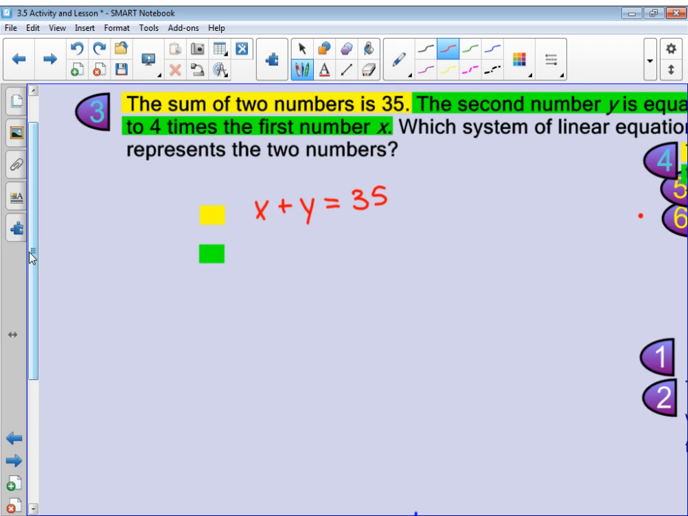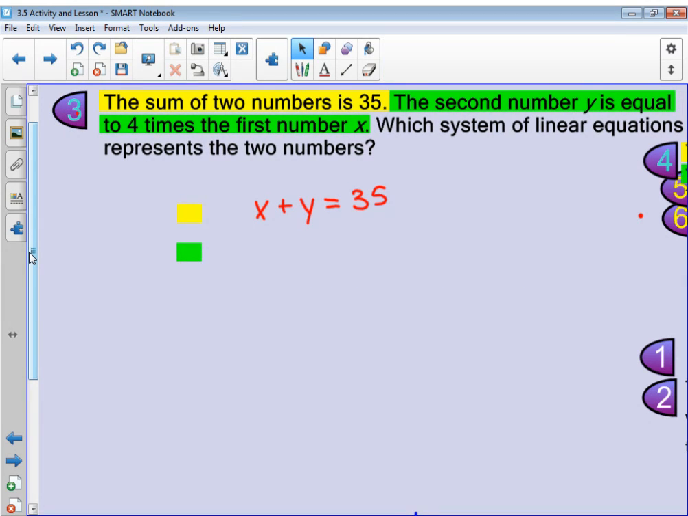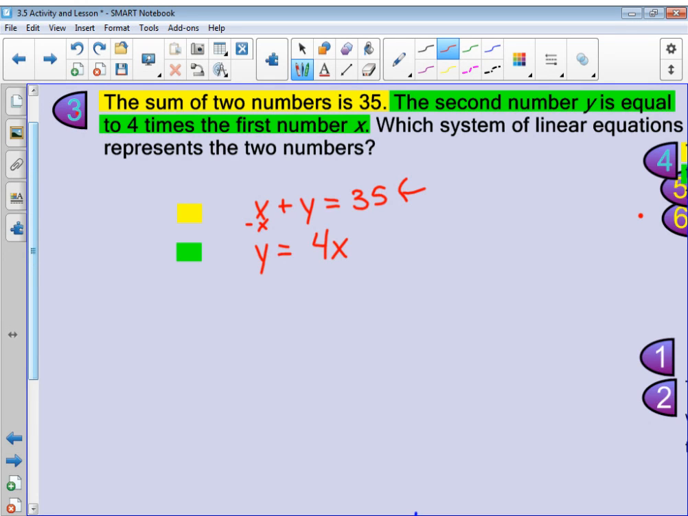The green statement. The second number, y, is equal to 4 times the first number x. So the second number y is equal to 4 times the first number, so 4 x's. Okay, so that first equation, this one here, I have to get into the y equals format. So I'm going to have to subtract the 1x. So minus 1x on the back end here. Okay, so here's my 2 equations.